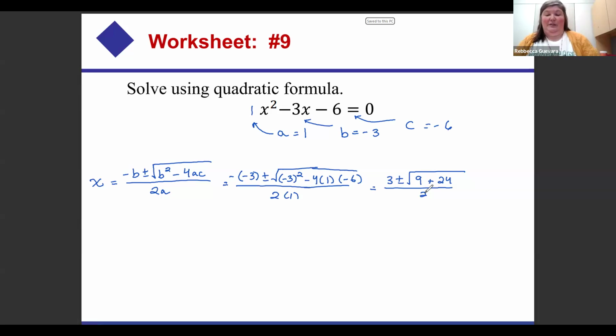Get my calculator out because this is going to be so messy. So we're going to have 3 plus or minus the square root, if we add that, is 33 over 2. So we can't simplify the square root of 33 anymore. There's no squares in there. 33 is just 3 times 11. So we're stuck with it.